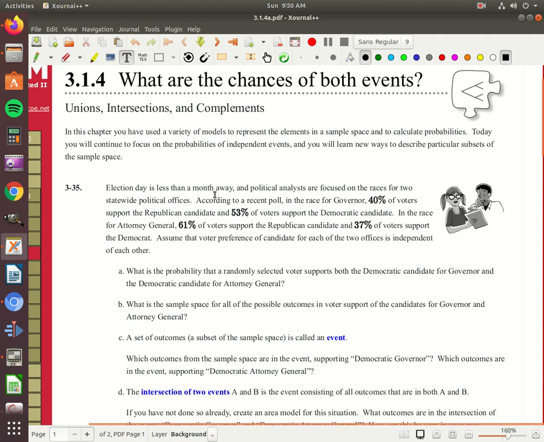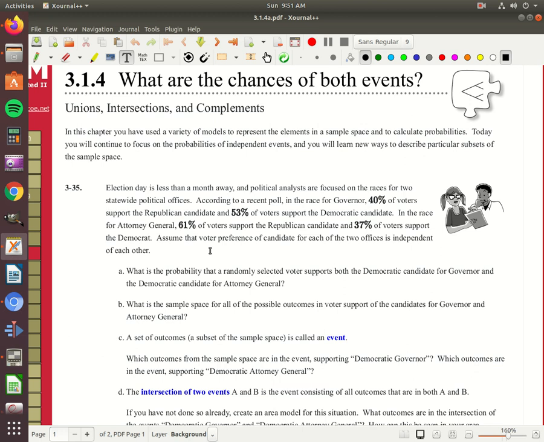So election day is less than a month away, and political analysts are focused on the races for 2 statewide political offices. According to a recent poll, in the race for governor, 40% of the voters support the Republican candidate, 53% support the Democratic candidate. In the race for the Attorney General, 61% support the Republican candidate, and 37% of voters support the Democrat. Assume that voter preferences of candidates for each of the 2 offices is independent.